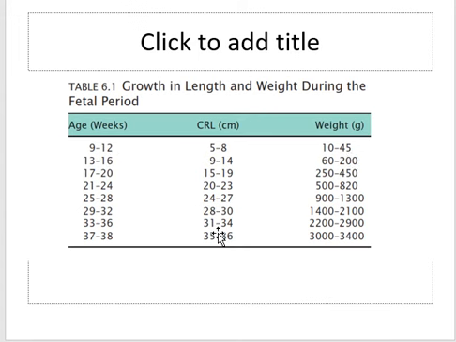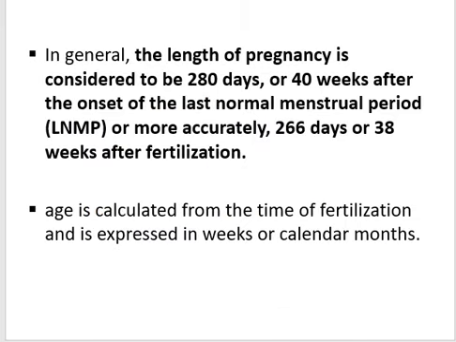Or you can say a 35 to 36 centimeter crown rump length tells us that the age is 37 to 38 weeks, and 3000 to 3400 gram weight tells us that the age is approximately 38 weeks.